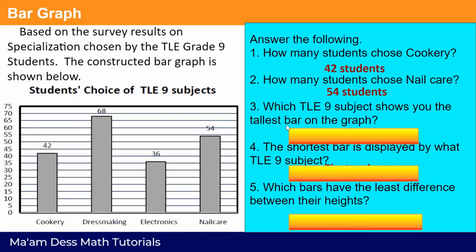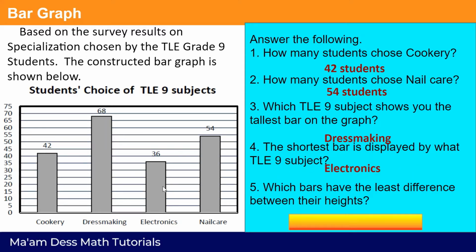Okay, 54 students. Number 3, which TLE 9 subject shows the tallest bar on the graph? It is very clear which is the tallest. We have dressmaking. Number 4, the shortest bar is displayed by what TLE 9 subject? Our answer is electronics. You can see it is the shortest, right?